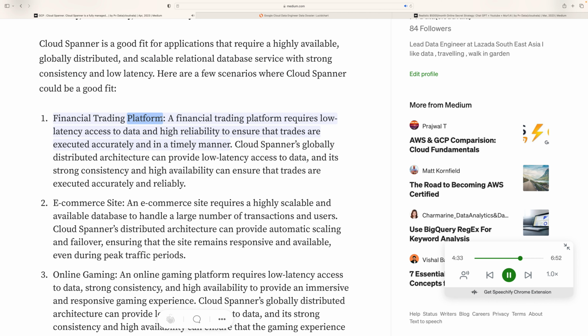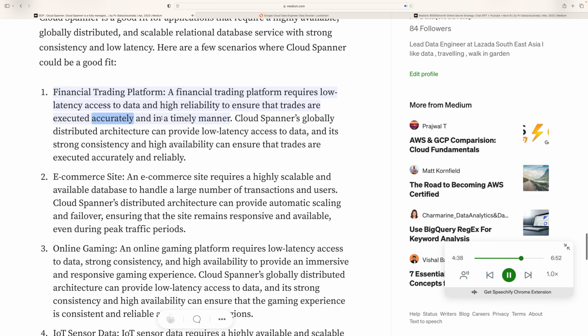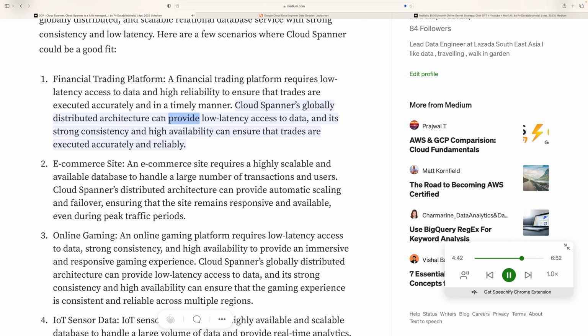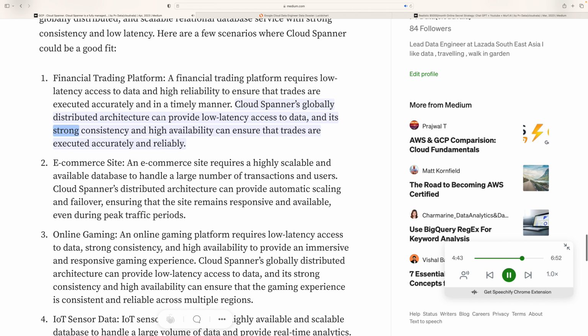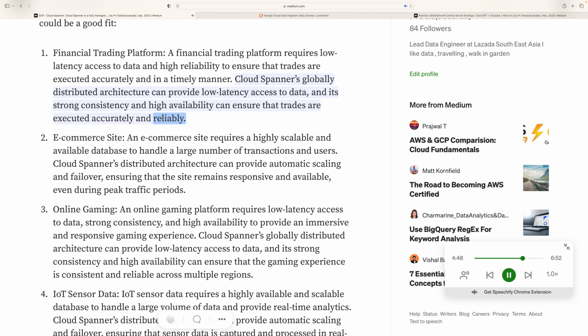Financial trading platform. A financial trading platform requires low latency access to data and high reliability to ensure that trades are executed accurately and in a timely manner. Cloud Spanner's globally distributed architecture can provide low latency access to data, and its strong consistency and high availability can ensure that trades are executed accurately and reliably.